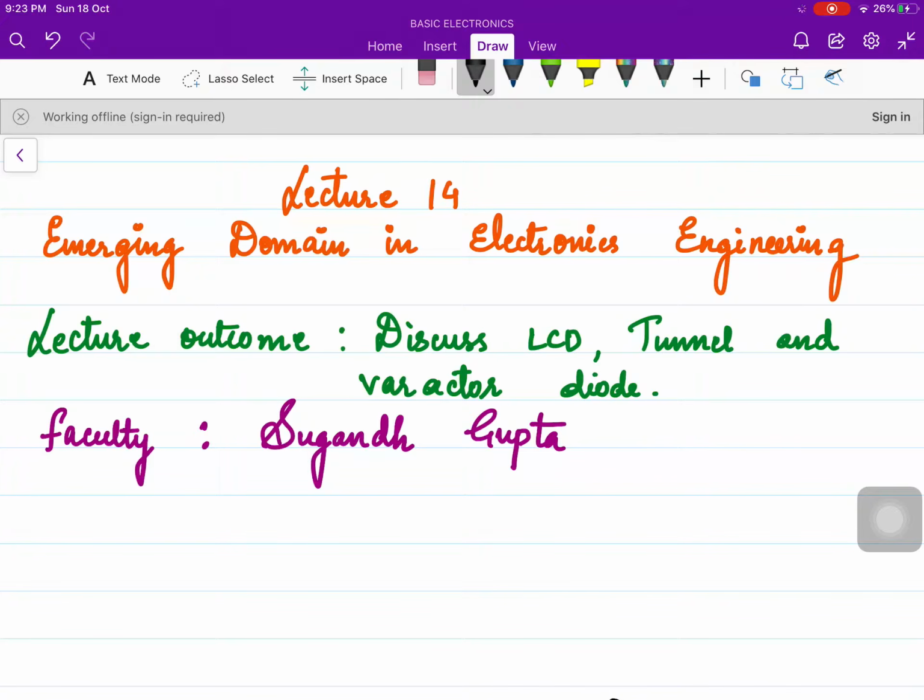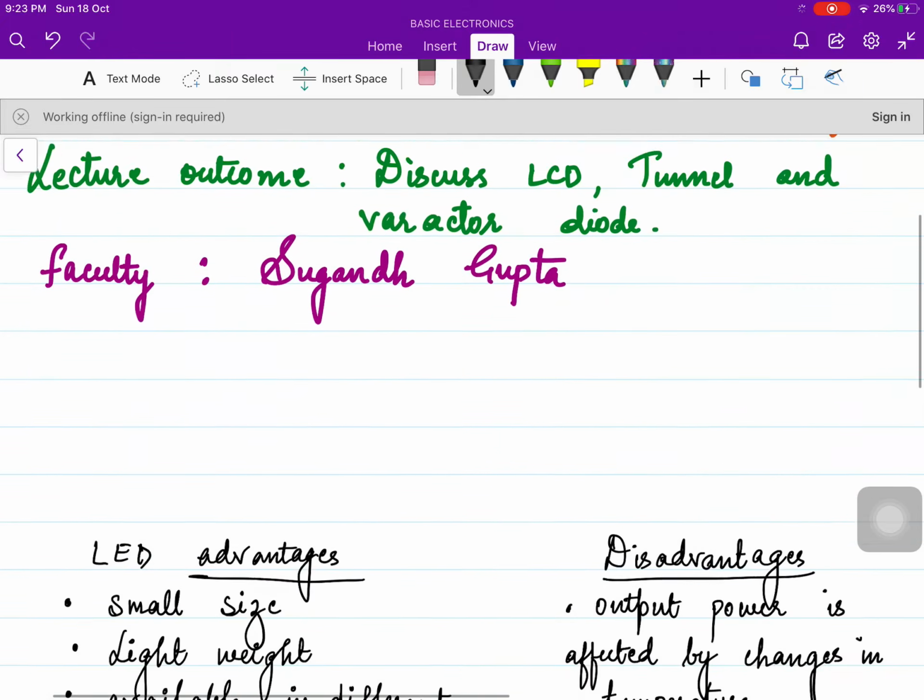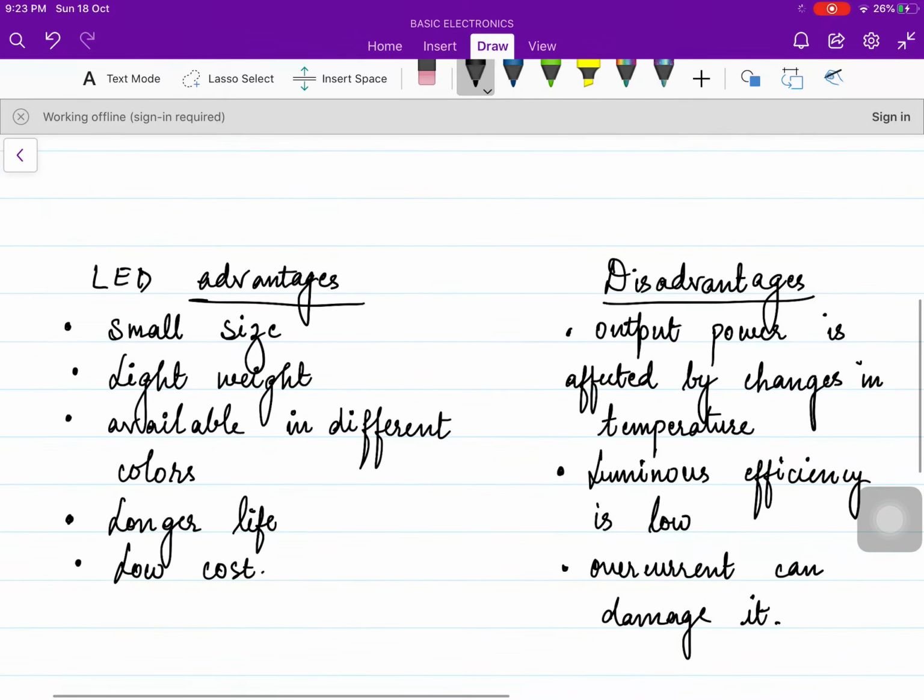What are the other disadvantages of LEDs? One of the disadvantages is output power is affected by the changes in temperature. Overcurrent can damage the LED. So these are some of the disadvantages of LEDs.